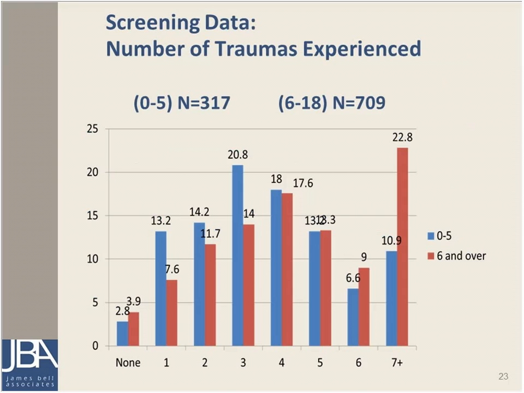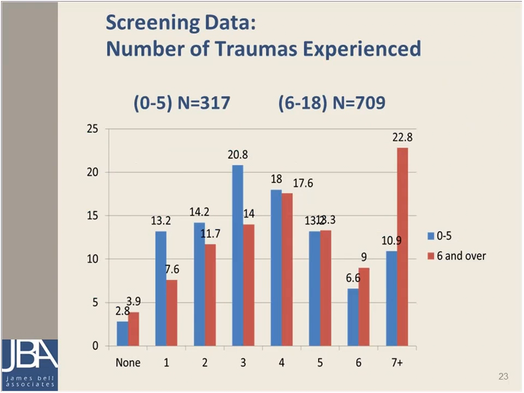The average number of children in the 0 to 5 and 6 to 18 age groups that had not experienced trauma is comparable, 2.8 and 3.9 respectively. The percentage of children experiencing 1, 2, or 3 traumas was higher among younger children, with 20.8% of children ages 0 to 5 experiencing 3 traumas, compared with 14% of children ages 6 to 18. The number of children experiencing 4 or 5 traumas was similar across age groups: approximately 18% had 4 traumas and 13% had 5 traumas. More children aged 6 and over had experienced 6 or 7 or more traumas, with 22.8% of children in this age category experiencing 7 or more traumas, compared to only 10.9% of children ages 0 to 5.